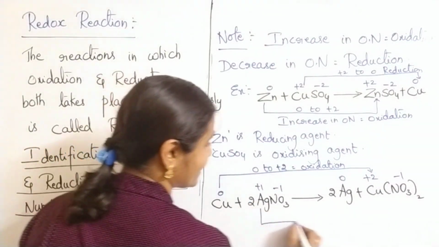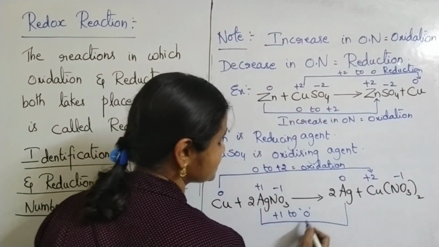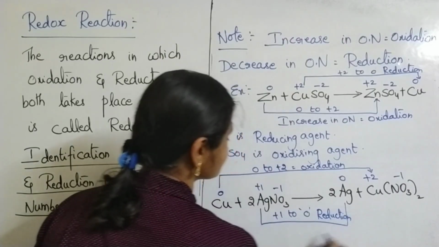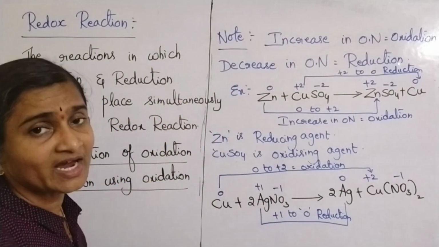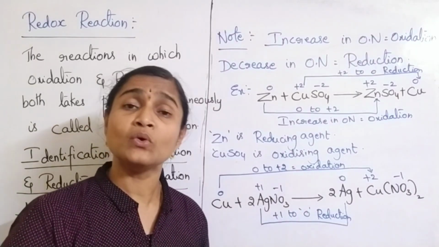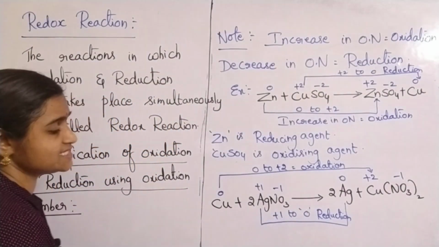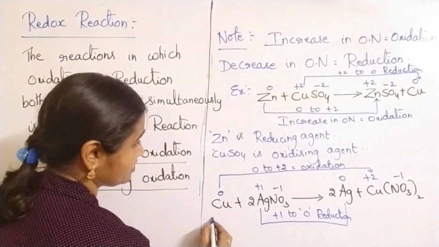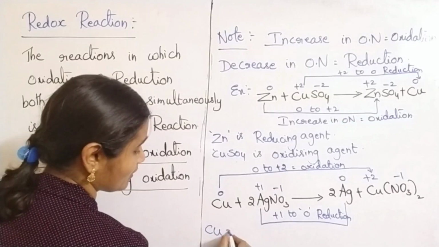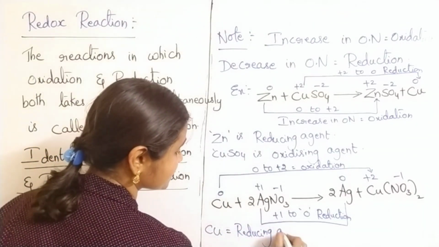Similarly, you are finding the change in oxidation number in silver. Silver, if you compare, goes from +1 to 0, which means its oxidation number is reduced. That means it is reduction. So for AgNO3, even though you are finding the change in oxidation number only in Ag, you should call the whole AgNO3 the oxidizing agent. So here you have to remember, copper underwent oxidation, so copper is the reducing agent. Copper acts as the reducing agent.